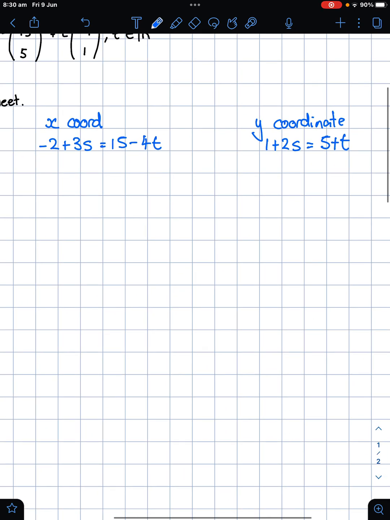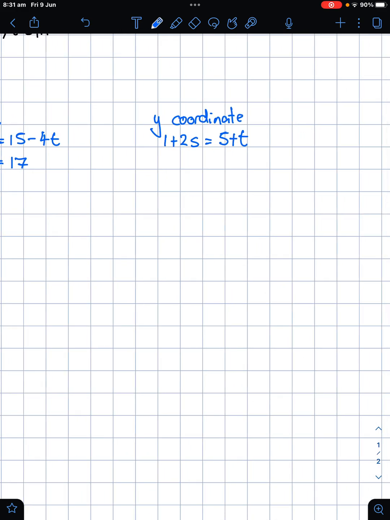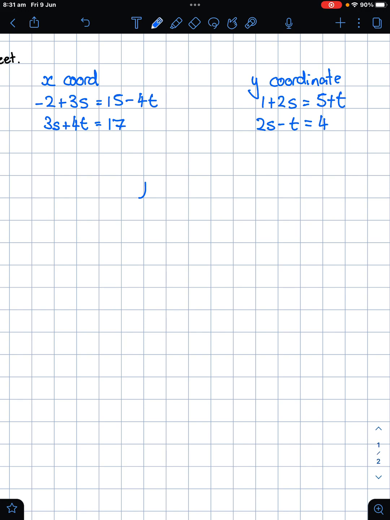So now we just rearrange these. We just want to get the variables on the same side so we can make them simultaneous equations. So we're going to add 4t to both sides. So we get 3s plus 4t. I'm going to add 2 to both sides and I get equals 17. And then this other one here, I'm going to take t from both sides. So I get 2s take t. And then I'm going to take 1 from both sides equals 4. So then my simultaneous equations are 3s plus 4t equals 17, and then we've got 2s minus t equals 4.